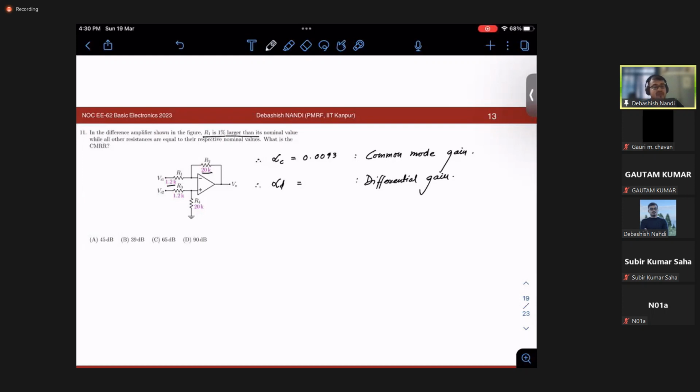So even if your R1 is larger than nominal by 1%, it will not have that much effect on your differential gain, right? So this you can simply write out to be 20 over 1.2, 16.67. Okay.